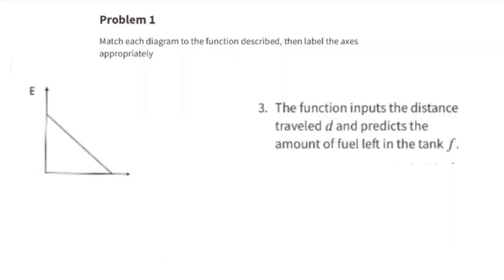Diagram E matches function 3. The function inputs the distance traveled d and predicts the amount of fuel left in the tank, F. The horizontal axis, or the x-axis, represents distance, d, and the vertical axis, or the y-axis, represents fuel, F. This graph shows that as the distance traveled increases, the amount of fuel left in the tank decreases.